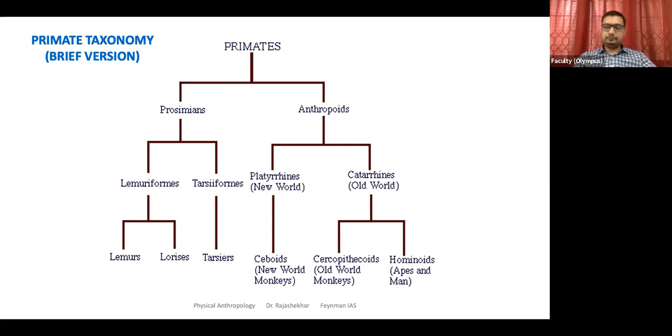Primatology, the study of primates, is put under anthropology because of the closer connection, and also they provide us an opportunity to study them and understand by relating to us.